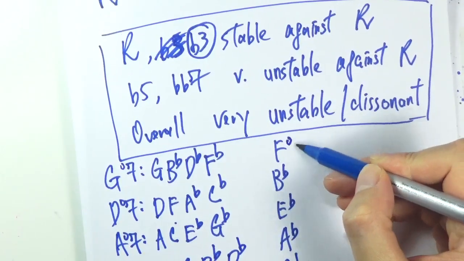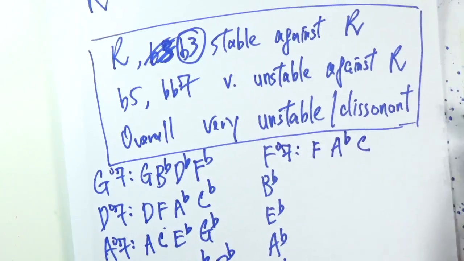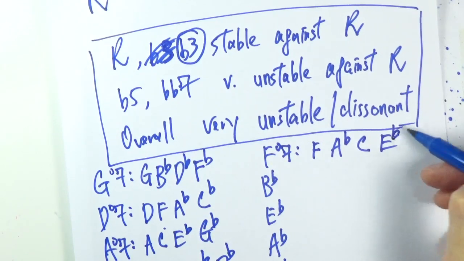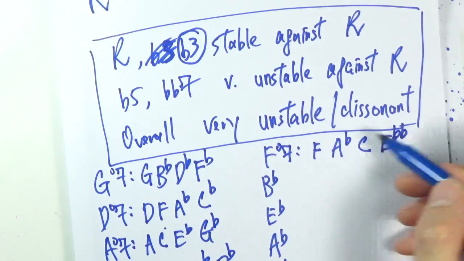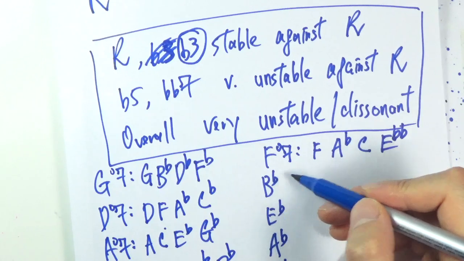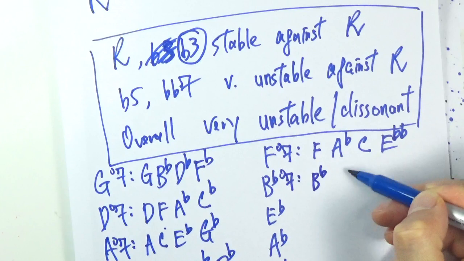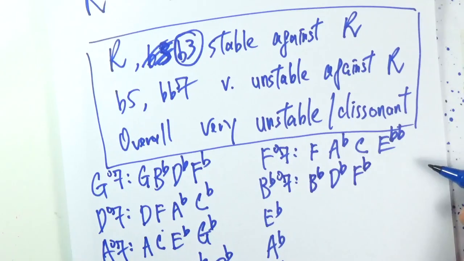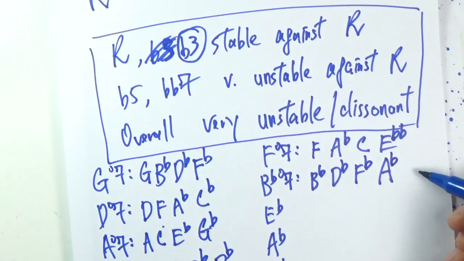Over here, F diminished 7, that should be F, A flat, C. E flat is your minor 7, so you need another flat here. Double flat, diminished 7th. Okay, B flat diminished 7th. Let's check it out. So B flat, you need D flat, minor third. F flat would be your diminished 5th. A flat would be your minor 7th. Double flat would be the diminished 7th.